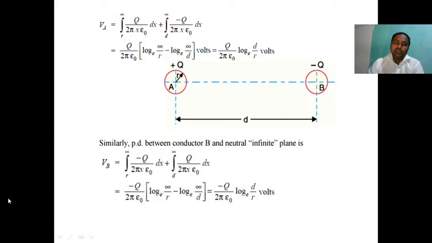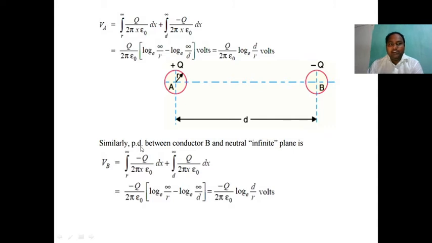So the limits here: R tends to infinity, D tends to infinity. So what we derive is Q by 2 pi epsilon naught, log base e infinity by R minus log base e infinity by D. If you simplify this formula, you get Q by 2 pi epsilon naught log base e D by R volts. So this is the potential difference of point A.